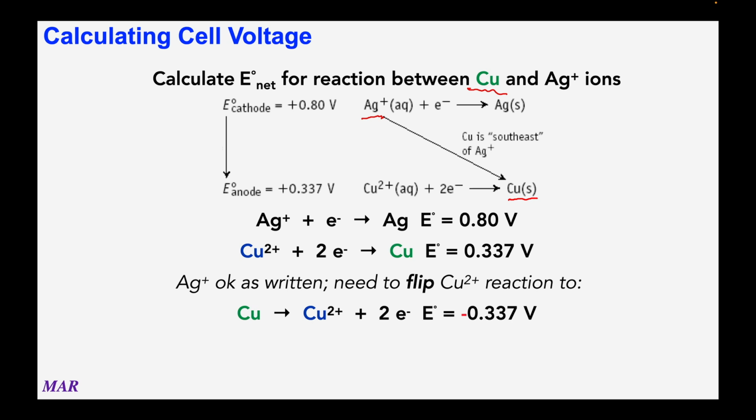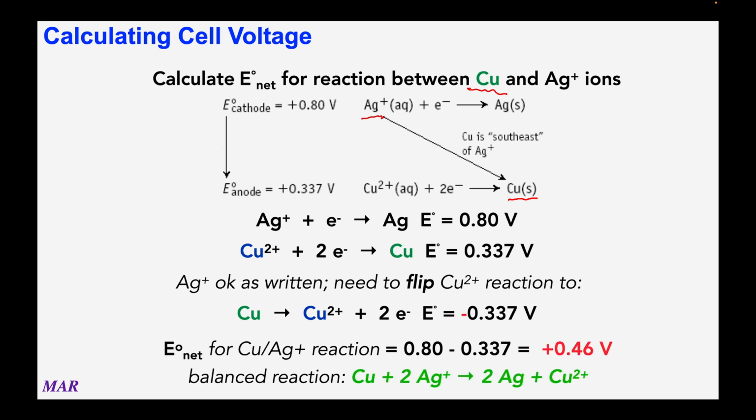Copper going to copper 2 plus 2 electrons now will be negative 0.337. We're going to leave the silver reaction alone. We'll leave that as is. Cell potential 0.80 minus 0.337, positive 0.46 volts. That is the overall cell potential for this reaction. And if you balance it out, it's copper plus 2 silver plus, making 2 silvers and copper 2 plus.